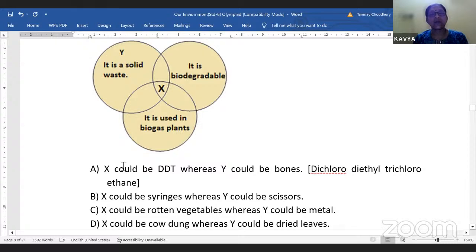X could be cow dung. Yes, X could be cow dung. It is a solid waste. It is biodegradable. It is used in biogas plants. Whereas Y could be dried leaves. Yes, Y could be dried leaves because dried leaves are solid waste. So this will be the answer.